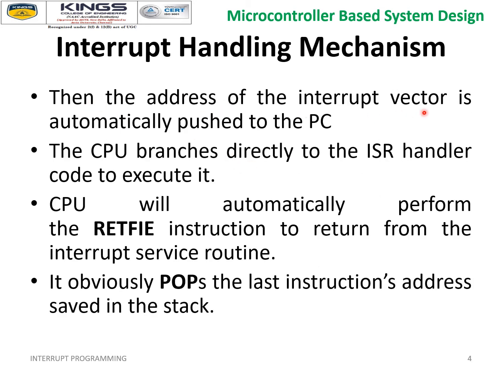Then the address of the interrupt vector is automatically pushed to the program counter. The interrupt vector is actually an address location. This vector address is the place where the interrupt service routine, or subroutine, is stored. That address should be loaded into the program counter. Only then does the program counter know where to transfer or branch its operation from the main program. So the CPU branches directly to the ISR handler code to execute it.